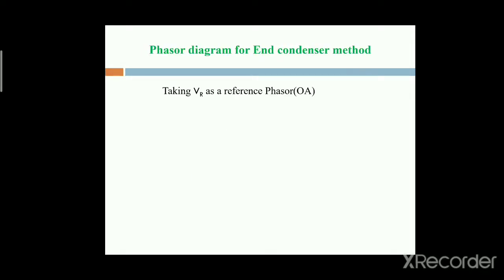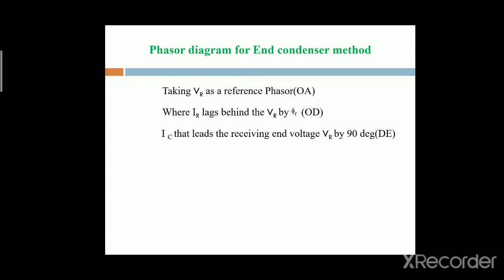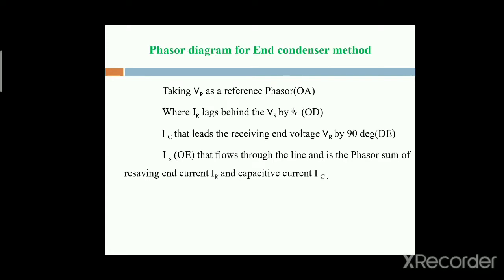Next, taking Vr as the reference phasor, that is OA. IR lags behind Vr by 90 degrees, represented by OD. Next, IC leads the receiving end voltage Vr by 90 degrees, represented by DE. Next, IS.